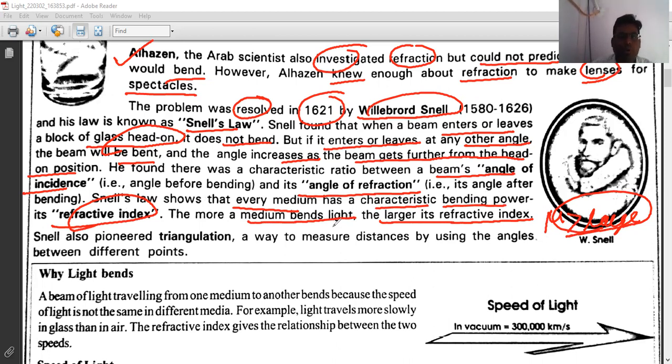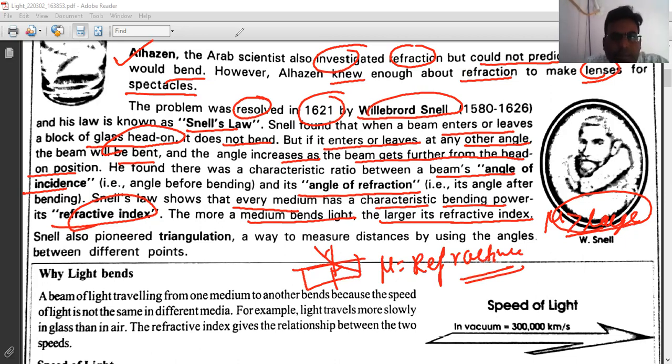Snell's law predicts two angles. When light is entering, that is called the angle of incidence, and when it is coming out, that is the angle of refraction. And it depends on mu. Mu means the refractive index of the medium. So these are the two conclusions taken out by Snell's law. Read once.